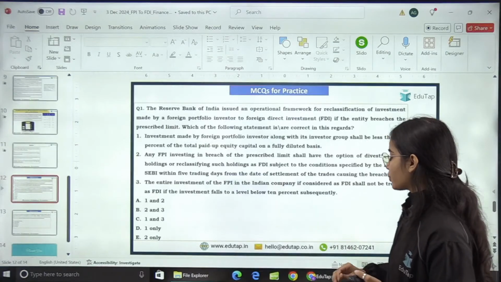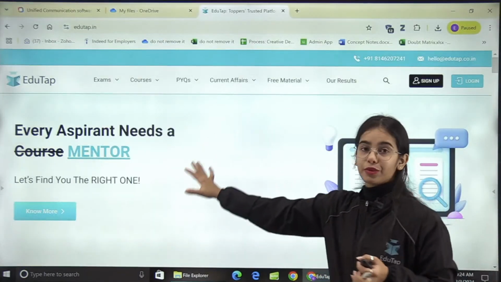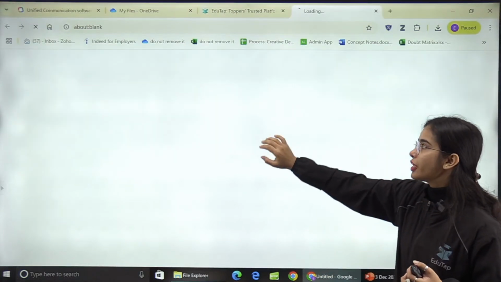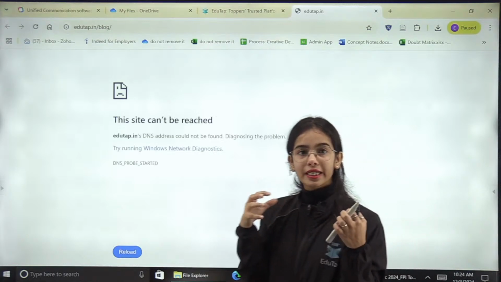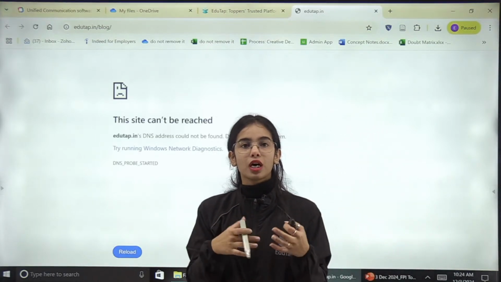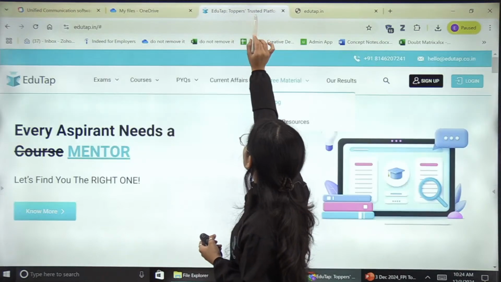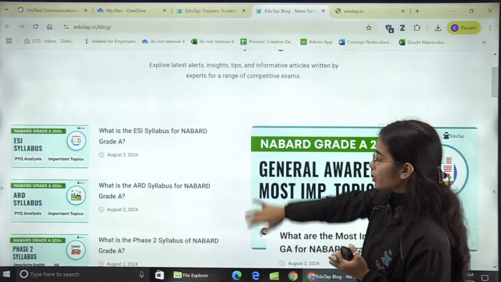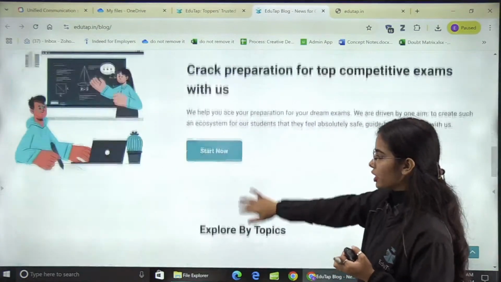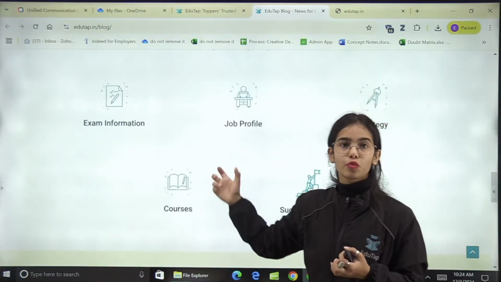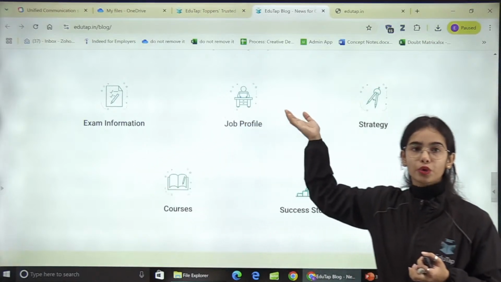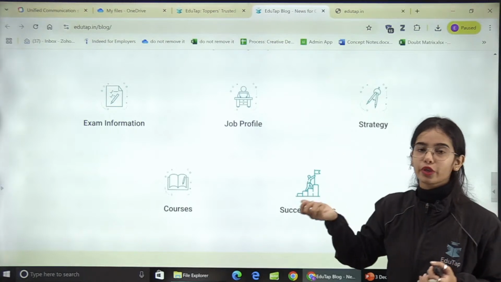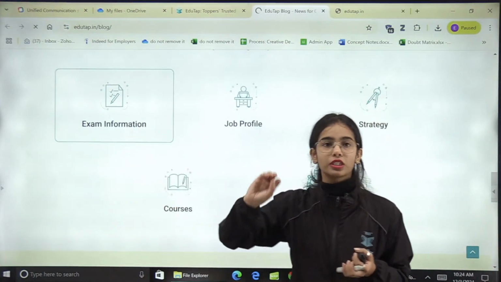Now before going to the second question, EduTap has created this website, and here we have the free material section where you can go to the blog section and get information about the different examinations. At the end of the page the categories are given: if you want the exam information, or want to know about the job profile and the strategy for the different components, you can know about it for the different examinations.